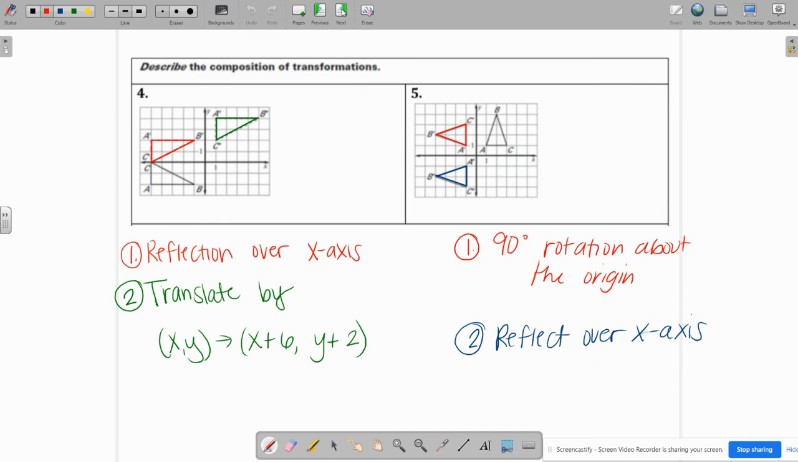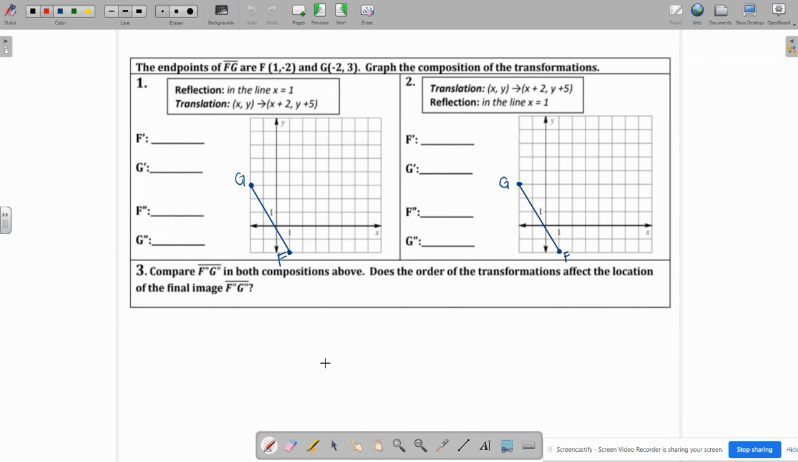All right, so the last thing that we're going to go through together is this set of problems where we have this segment FG. F is located at (1, -2), and G is at (-2, 3). So I've plotted that in both of these. And what we're going to focus on here is, does the order of those transformations matter?